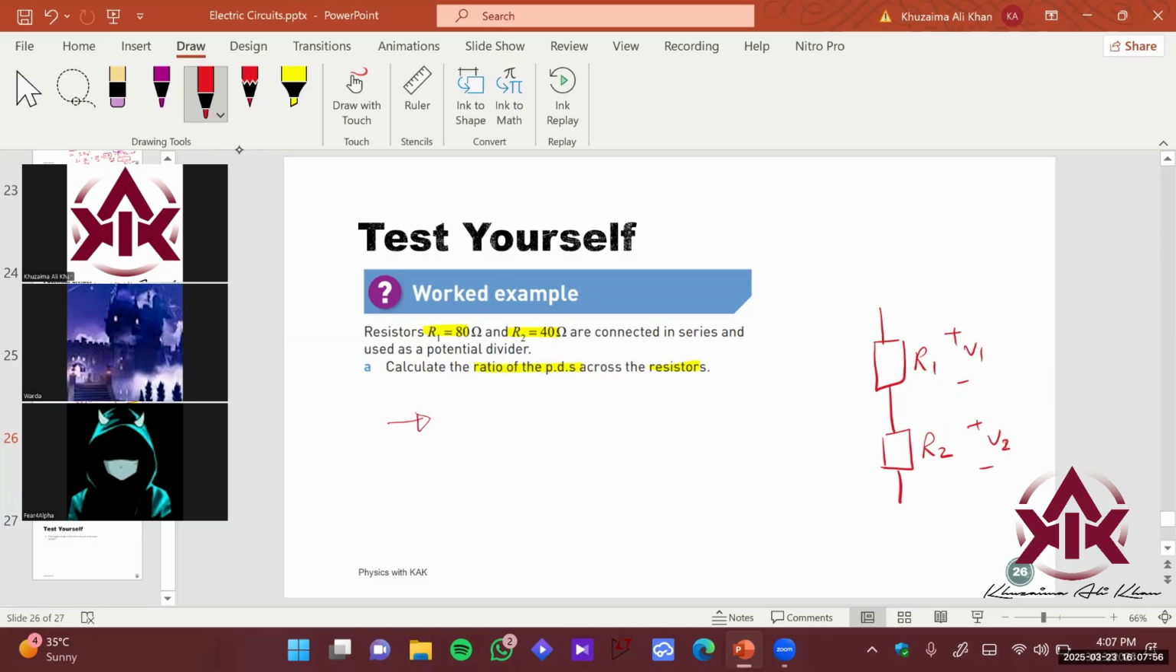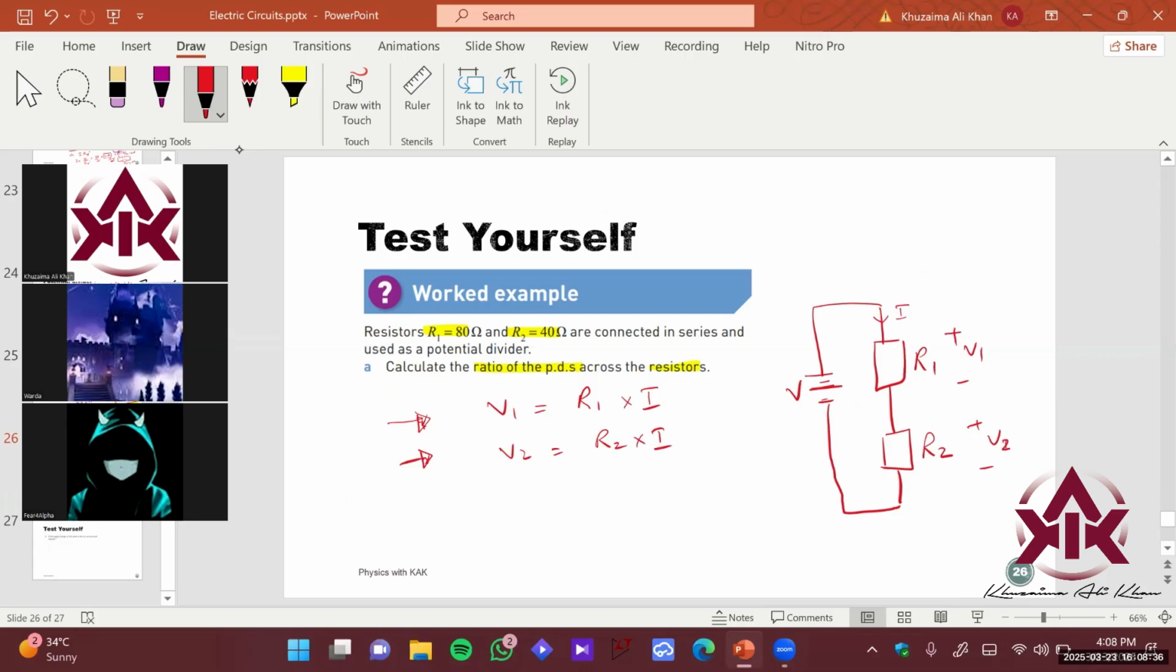If you recall the formula to find V1, if my current flowing is I, and if I have a battery V, let me fix this. If I have a battery which is V, I can find V1 as follows. V1 is R1 times I, the current. And how can I find V2? I can find V2 as R2 times I, the current.